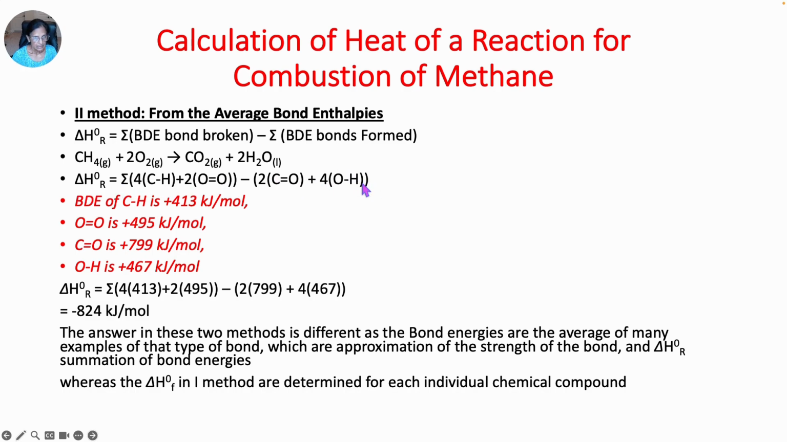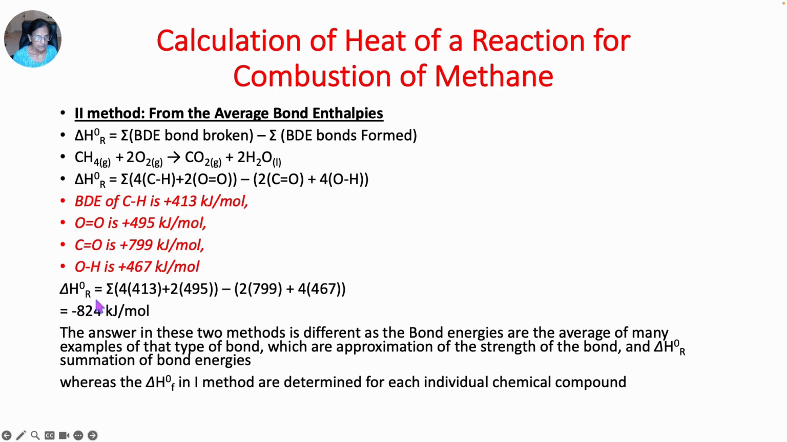Now for this, let us calculate. The bond dissociation energy values for all these bonds are listed here. Bond dissociation energy of CH is plus 413 kilojoules per mole, and O double bond O is plus 495 kilojoules per mole. C double bond O is plus 799 kilojoules per mole. OH is plus 467 kilojoules per mole. Now let us substitute all these values in this equation.